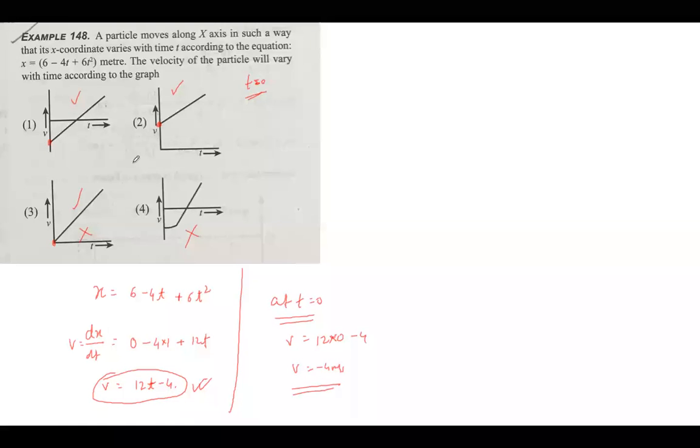So this one is also eliminated, where initial velocity was 0. At t is equal to 0 here velocity is positive, this is also wrong. Only thing correct is this one. Clear, children?